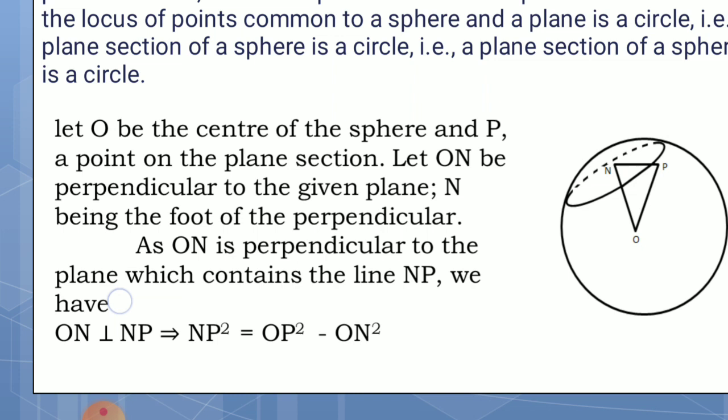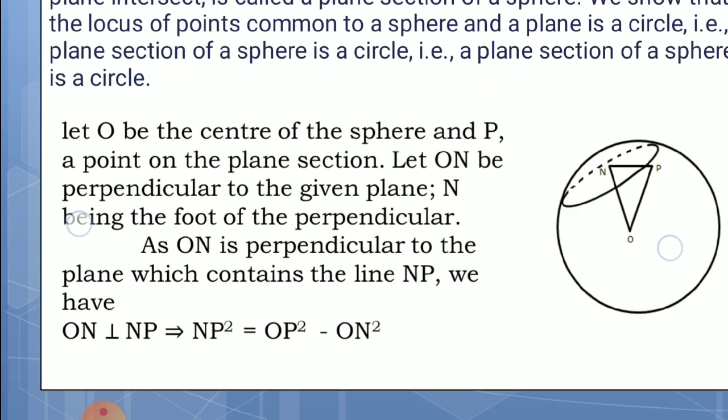And P is a variable point. That means here the plane section is a set of points which lie at a constant distance, that constant distance NP, from a fixed point N. And therefore, this plane section is a circle.